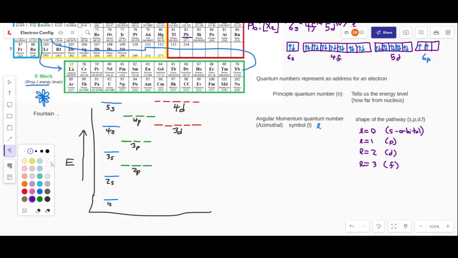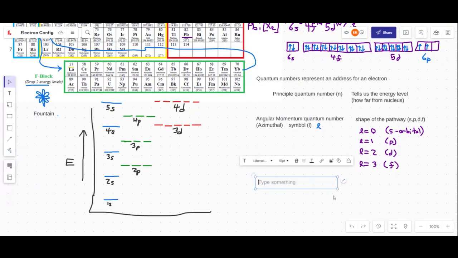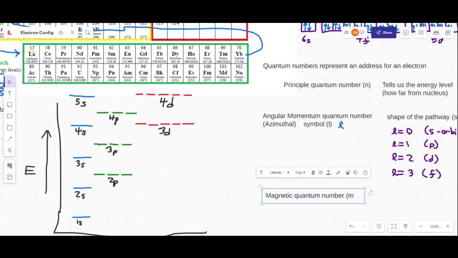So now, the next quantum number is the magnetic quantum number. And that's given by an m subscript L.